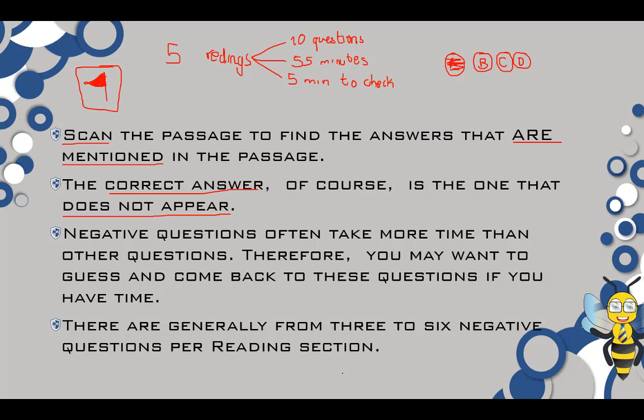Now, normally there are from three to six negative questions per reading section. So we're talking about the whole reading section, where we have 50 questions in total. So 3 to 6 of these questions are going to be negative questions. I'm talking about in total, the section, not each reading. So there are not too many.